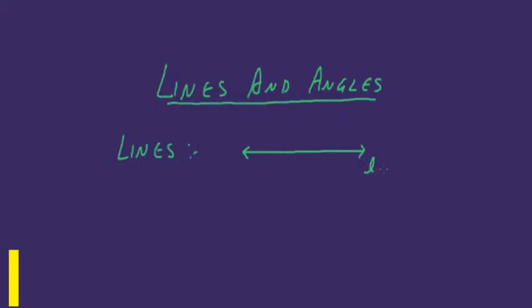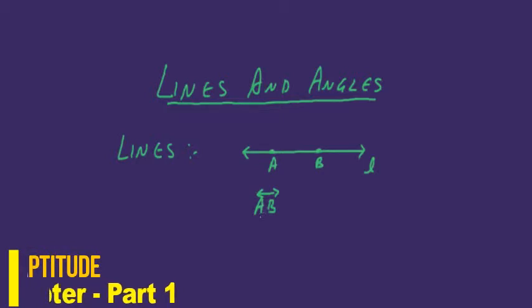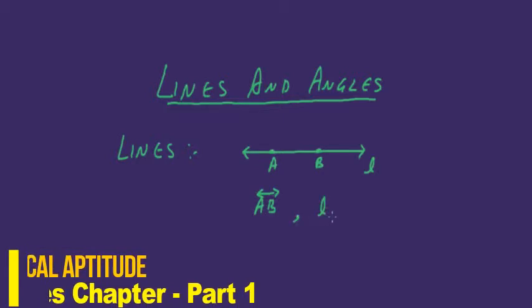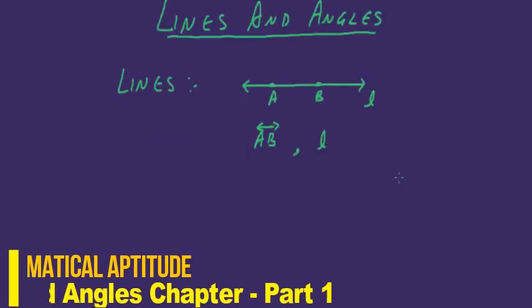We can say the line is L, or if we take any 2 points on this line, let's say A and B, we can also represent the line like that, line AB with the line symbol. So there are two ways of representing a line: by AB, or simply by a small alphabet L. Now this is a line.